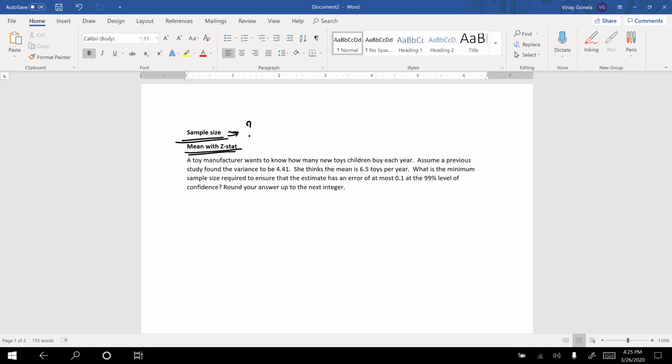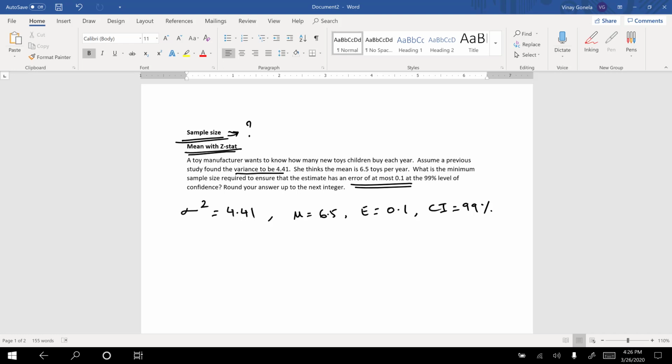They gave us the variance here. Variance is sigma square, so they gave us 4.41, and then they gave us the mean, which is mu, 6.5. The error at most should be, so the margin of error would be 0.1, and the confidence interval is 99%. So that is what is given.